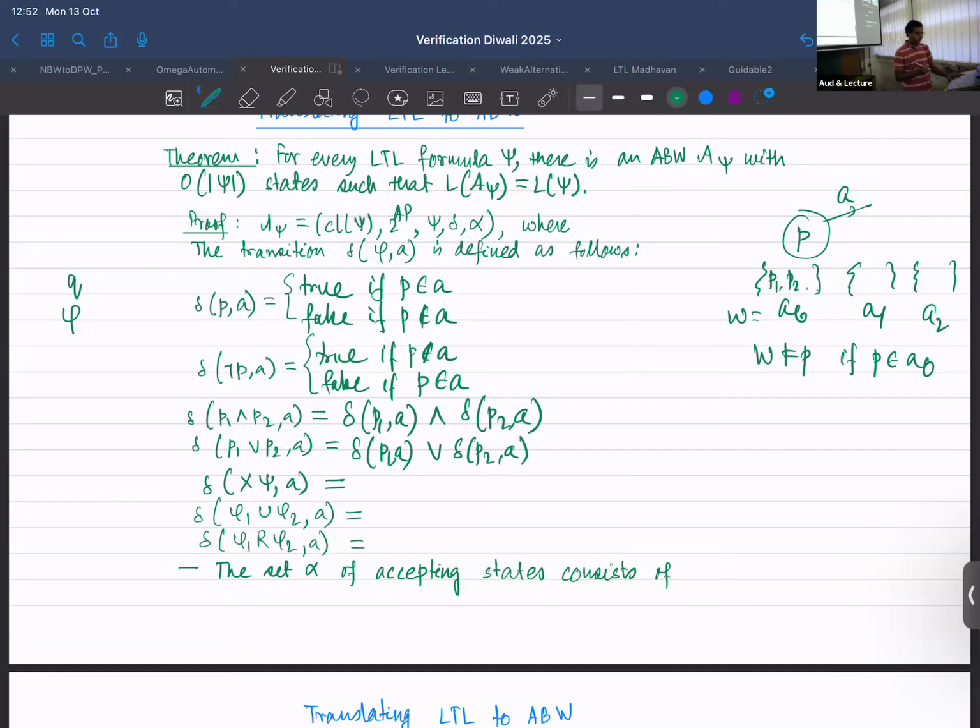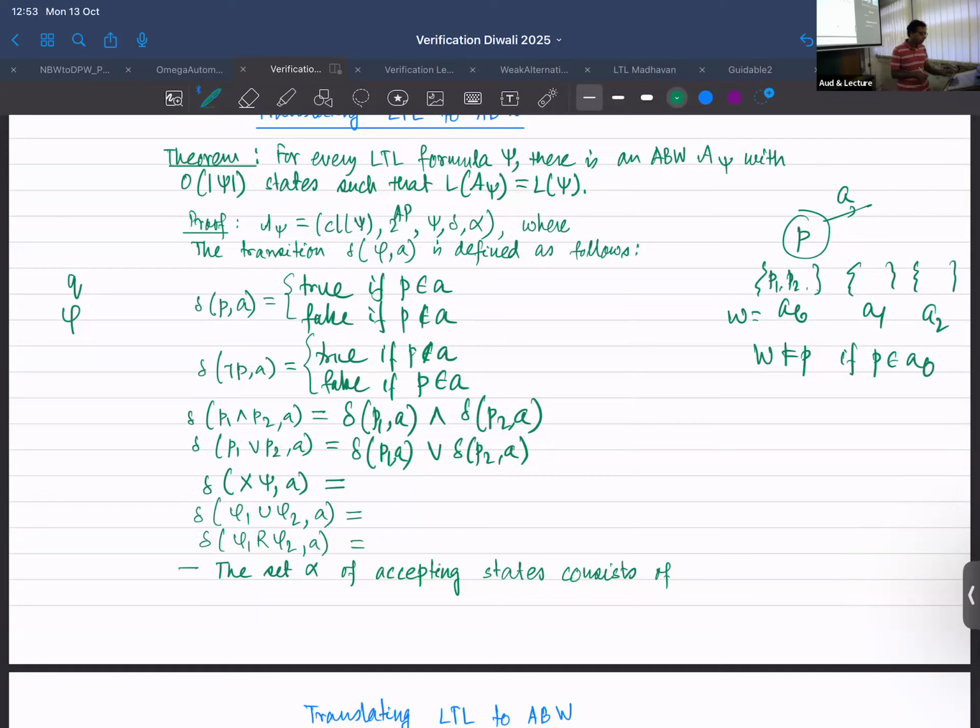It's like we are trying to define the transition function again by using structural induction on the formula. That's all. Given a formula and given a letter, we are defining the transition function, and we are using structural induction. So how should the function look like? Given such a formula, how should the function look like? So delta of P1 or P2, A is delta of P1, A or delta of P2, A.